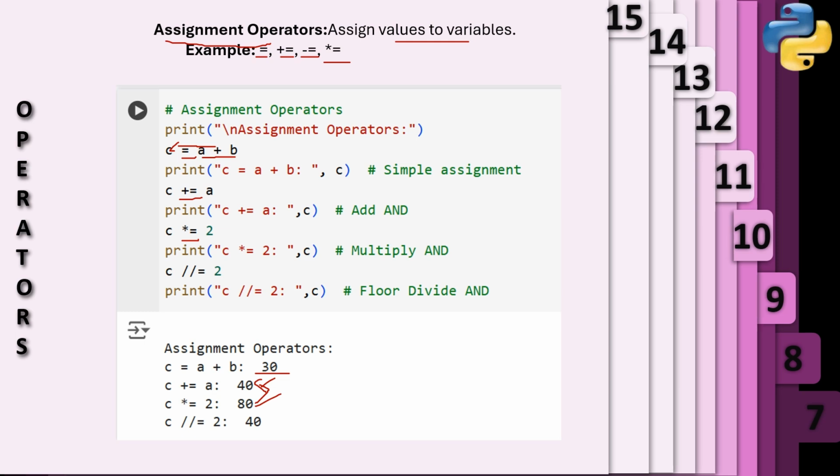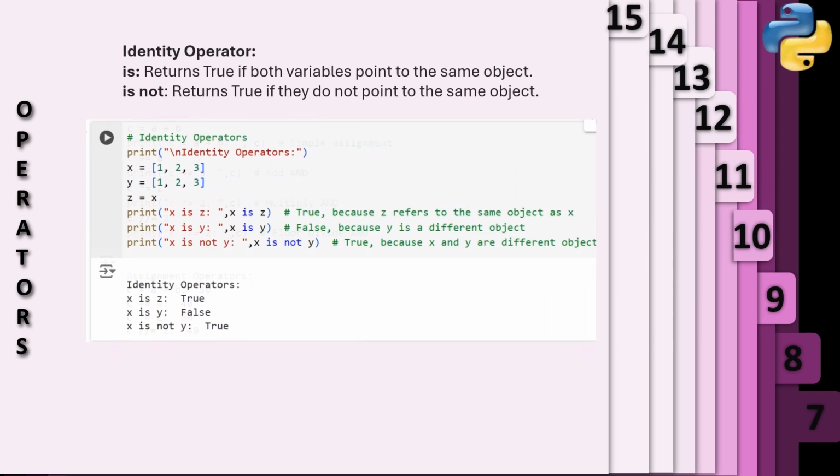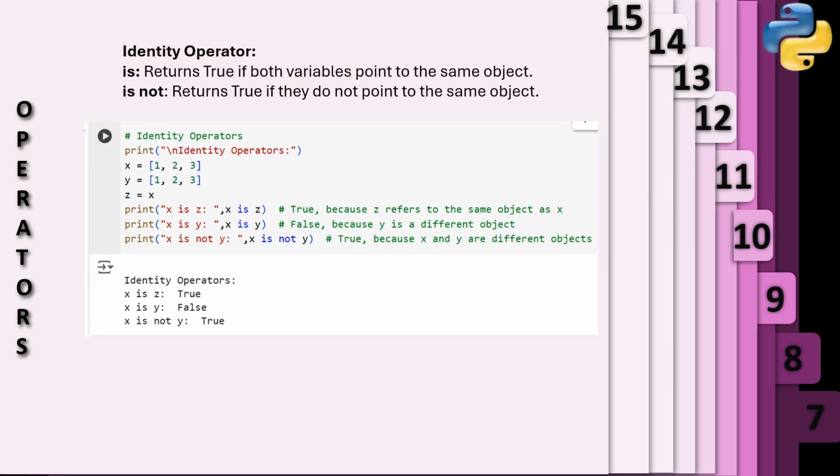Next, we will cover identity operators. Identity operators are used to compare objects, not if they are equal, but if they are actually the same object with the same memory location. Means it should be the same object, not a similar object or identical object. Identity operators are is and is not. Is returns true if both variables point to the same object. Is not returns true if they don't point to the same object.